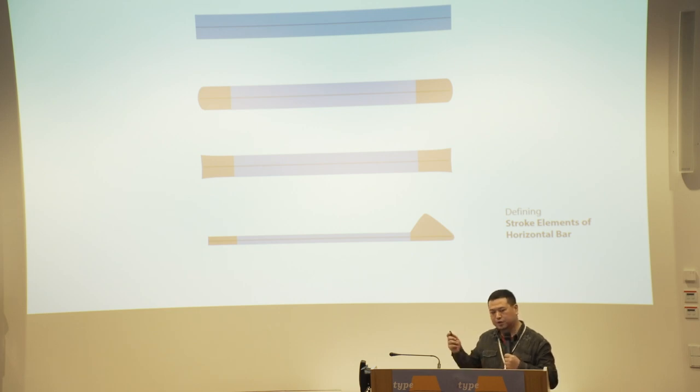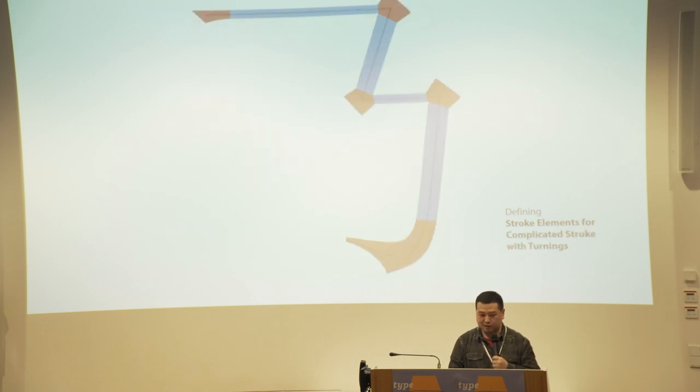So this is simple for a horizontal bar. But for some strokes, it could be really complicated. Here we see a single beginning, three turnings, and a very complicated ending hook. But you see the first turning and the third turning are the same. So with parametric control, we can make them exactly the same, even more precise than a human.